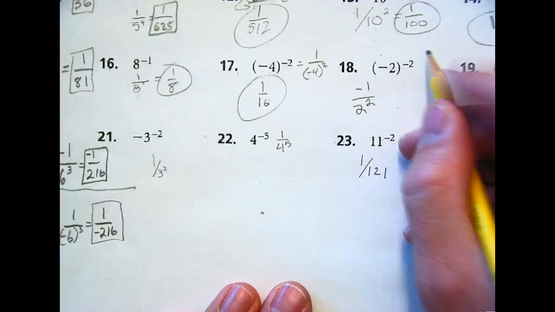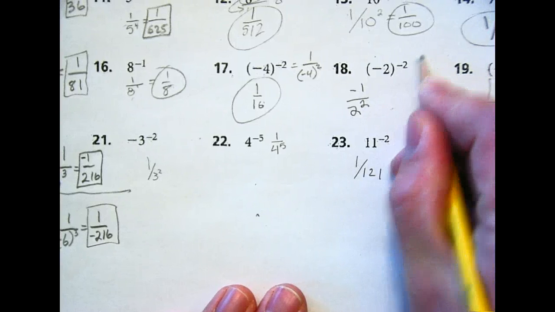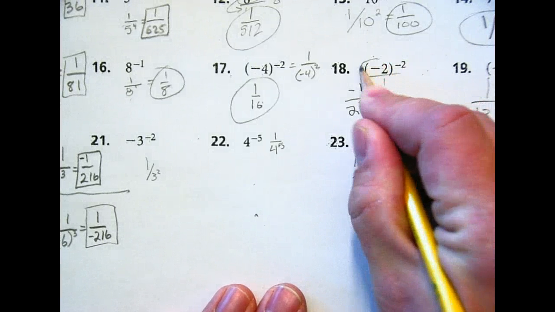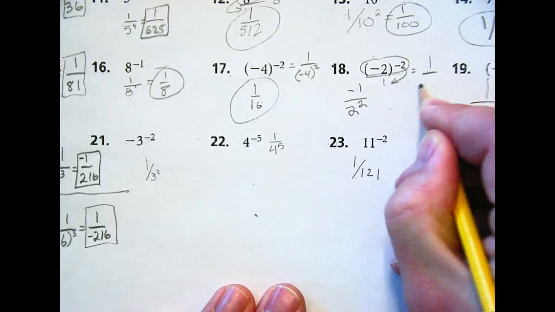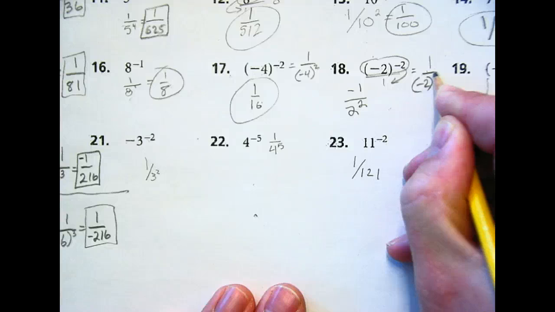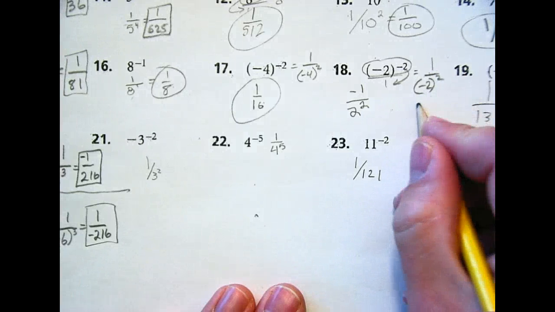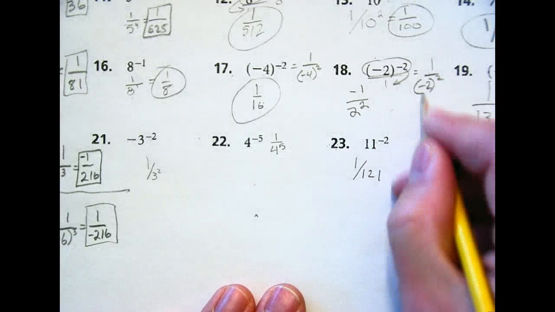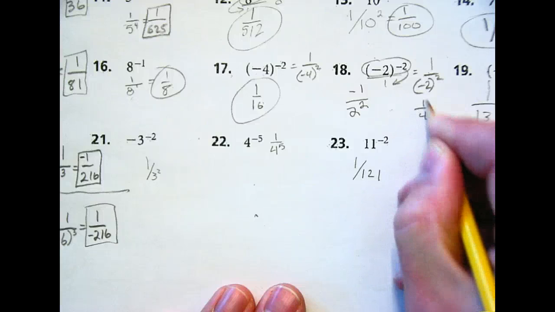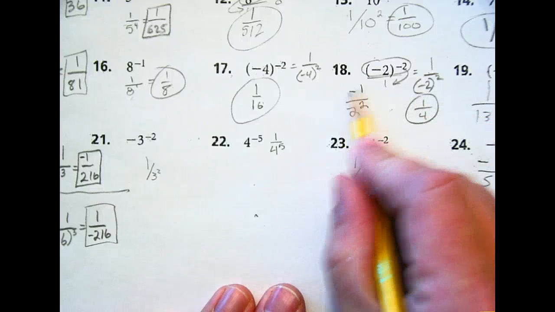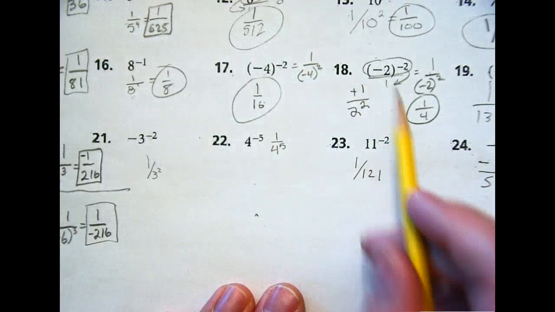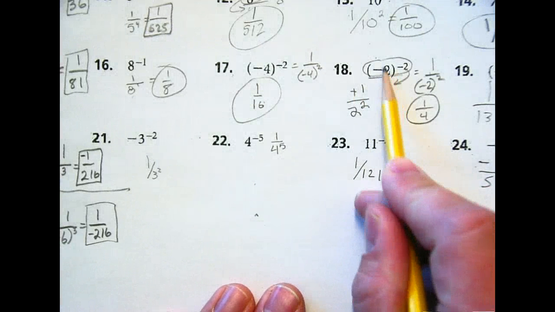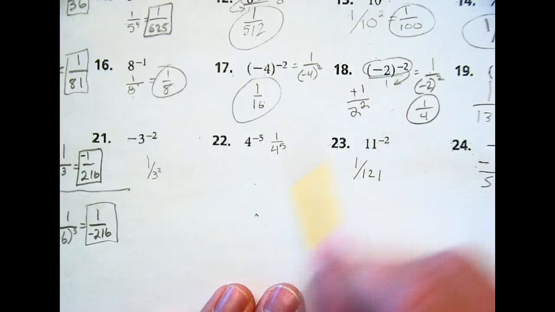This one, we get 1 over, so we have that 1 there. We bring this whole piece down because it's in parentheses. So that is 1 over negative 2 squared. Negative 2 squared is 4, so we get 1 over 4. No negative on this one. That should be a positive still up there. That's only because the negative is in parentheses. If the negative wasn't in parentheses, hey.